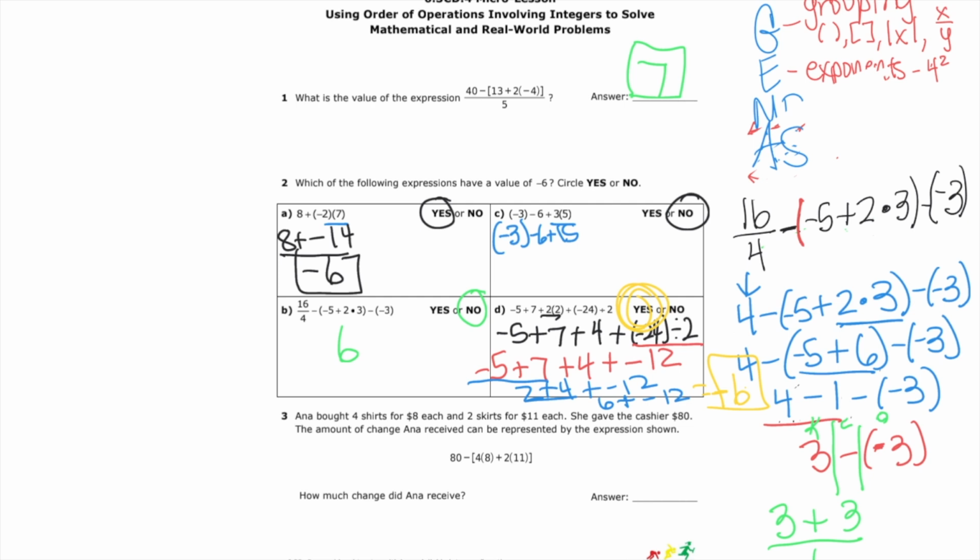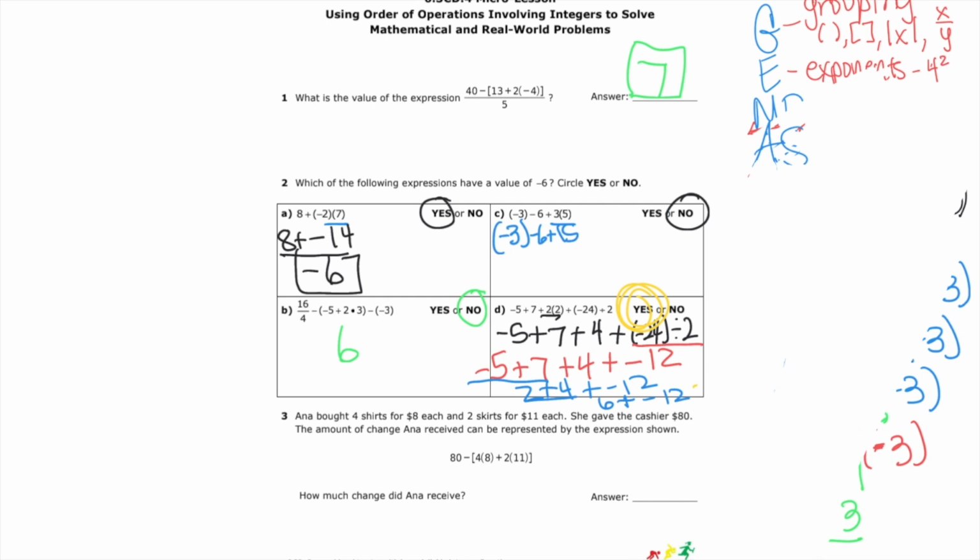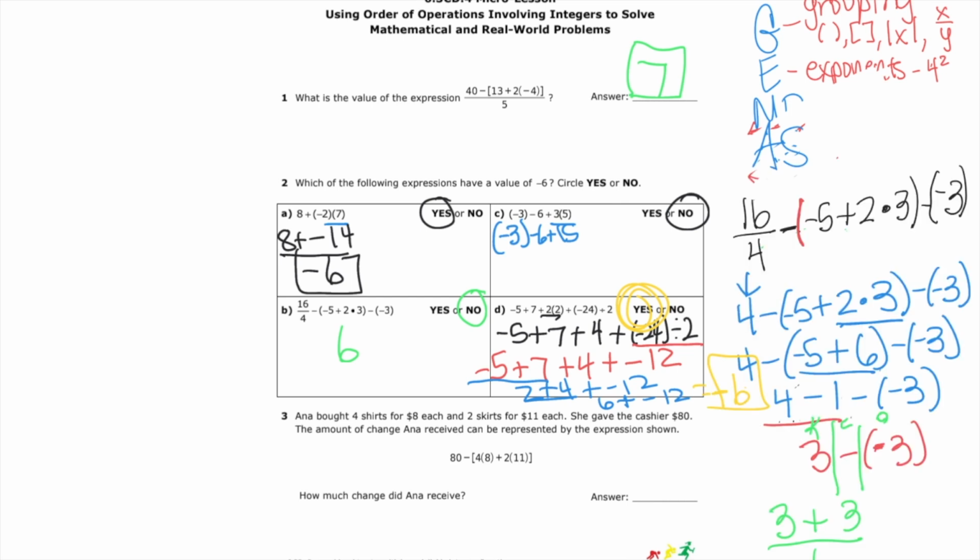All right, so let's look at the last question, with Anna. Anna bought 4 shirts for $8 each and 2 skirts for $11 each. She gave the cashier $80. The amount of change Anna received can be represented by the expression shown. The good news is that they've already given us this expression.